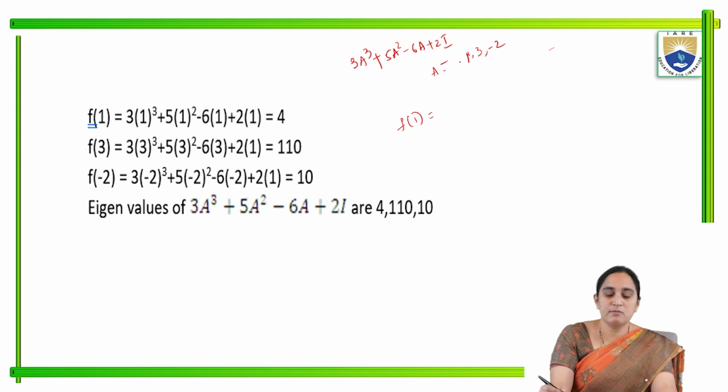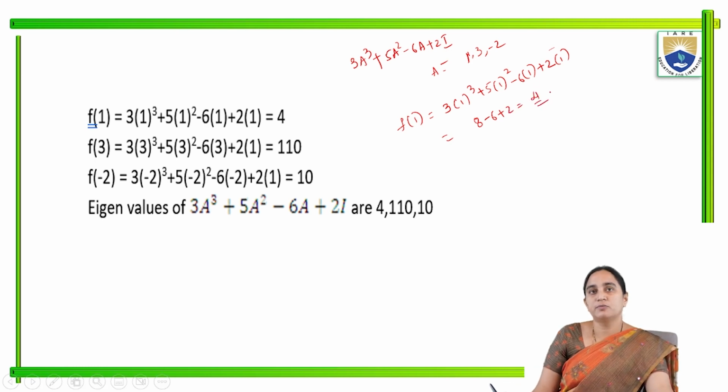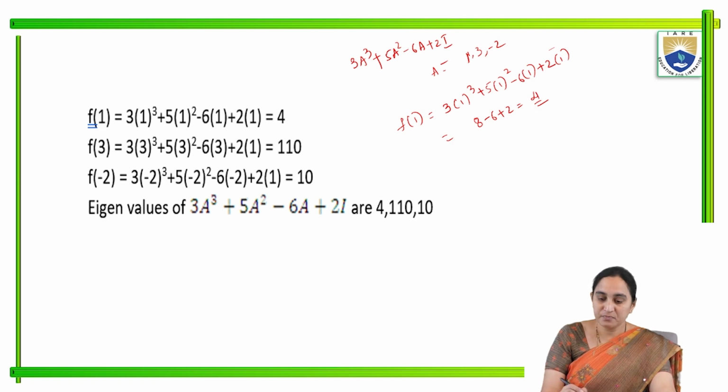First, f of 1, that means the first eigenvalue. Substitute in the given polynomial: 3 into 1 cube plus 5 into 1 square minus 6 into 1 plus 2 into 1. That is 3 plus 5 minus 6 plus 2. That is 4. Therefore, the first eigenvalue of the polynomial is 4.